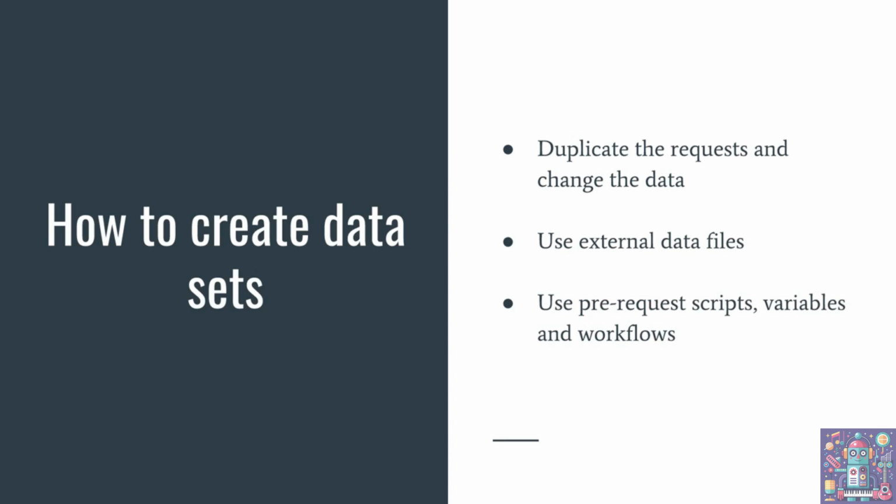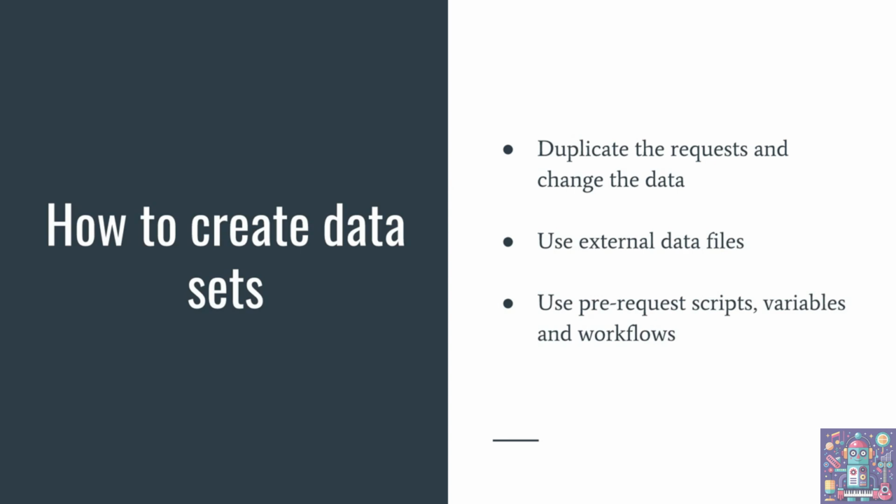Now there are multiple ways you can achieve that. One of them would be to just simply duplicate the requests and change the data. So you'll have different requests, but they have just a parameter or a very small part of it that is actually changed. It might be a possibility, but I personally would try to avoid something like that. Another possibility would be to use external data files. They can be used for running the collection using the collection run, and they can be used when using Newman to run a collection. You cannot really use them directly when using the Postman interface.